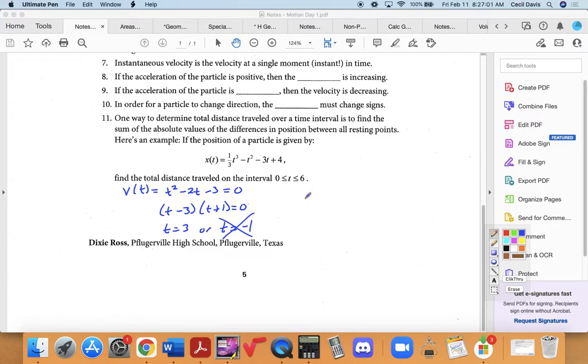So one way that we could do this is we could take the absolute value of the differences in position between resting points. So what we would do is take the absolute value of x of 3, the position, minus x at 0, plus the absolute value of x of 6 minus x of 3.